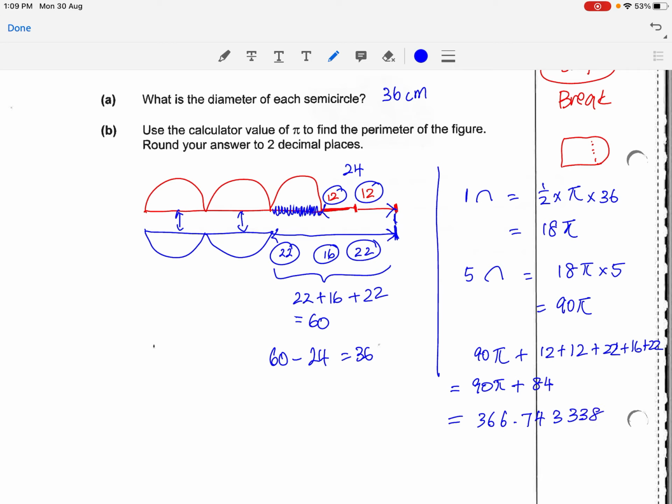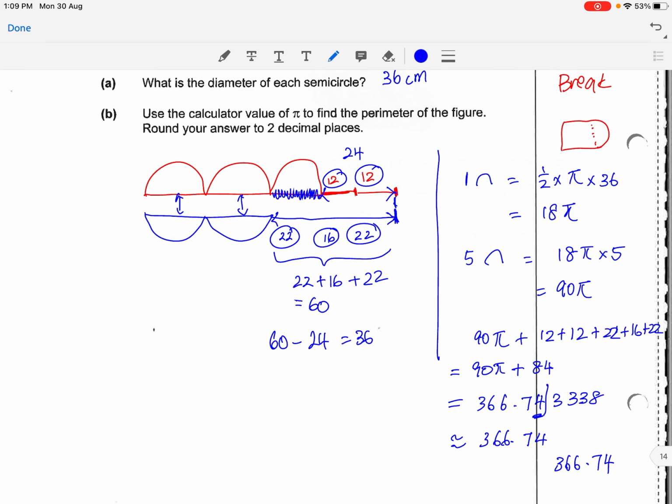You will get 366.74333388 something, but of course you don't need so many decimals, just 3 will do, because they say round your answer to 2 decimal places. When you do your rounding here, you no need to round up because 3 is less than 5, just ignore. So your answer will be 366.74 centimeters. For pupils who use the calculator pi earlier on, I believe your answer will be slightly different from mine. You probably will be getting 366.75 or 76. So please take note of that.